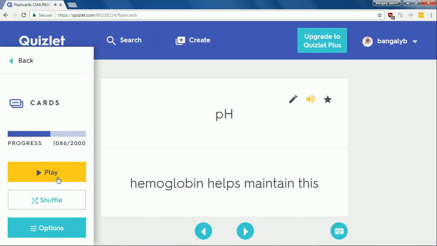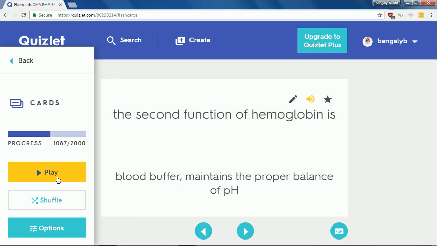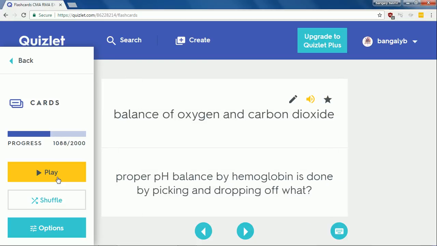Hemoglobin helps maintain pH. The second function of hemoglobin is blood buffer, maintains the proper balance of pH. Proper pH balance by hemoglobin is done by picking and dropping off what? Balance of oxygen and carbon dioxide.